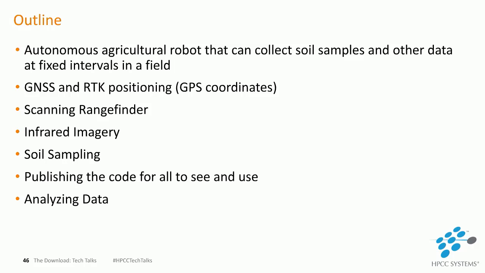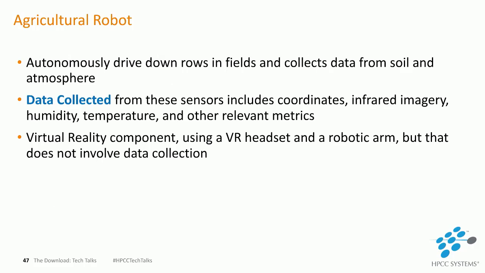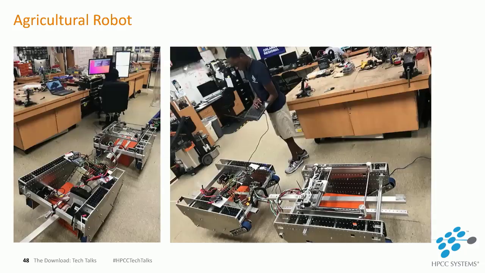It's going to autonomously drive down rows in a produce field and collect data from the sensors listed in the previous slide. And there's also a virtual reality component, but that's not as related to data, so I won't go too deep into that. Here you can see a few pictures of it. This was taken last week. It consists of two identical chassis linked to each other, one leading and one acting as a trailer.